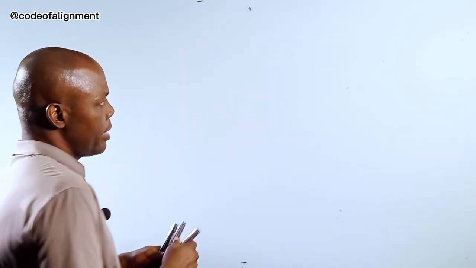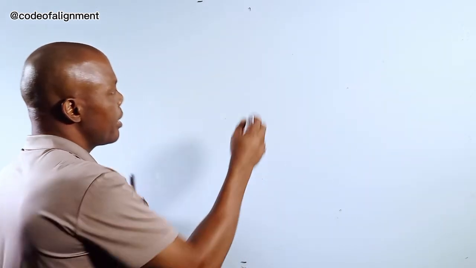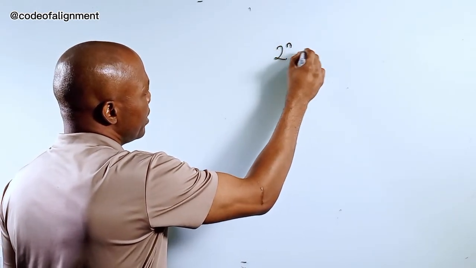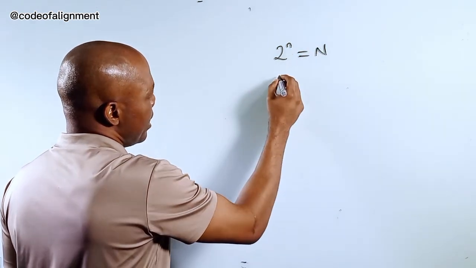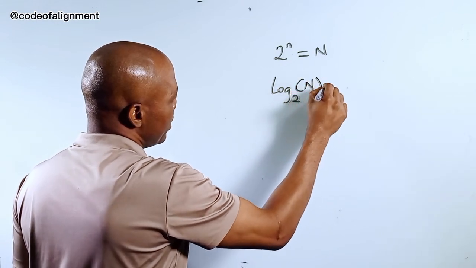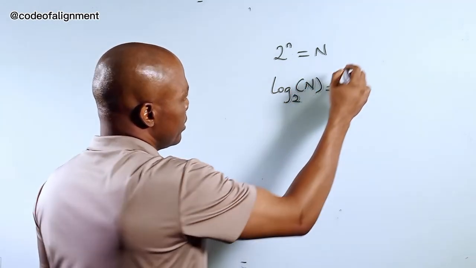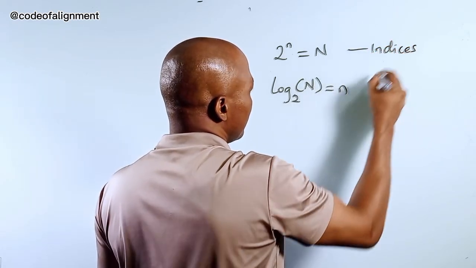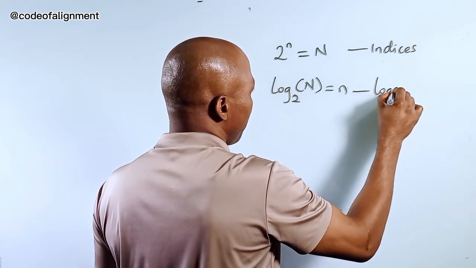Even though we have been discussing bits, I have used two types of mathematics. Probably I have not mentioned the names, but I'm going to explain them in this class for you to see. If you have 2 raised to power n equals N, and then we have log 2 N equals n, this is what? Indices. And this is what? Logarithm.